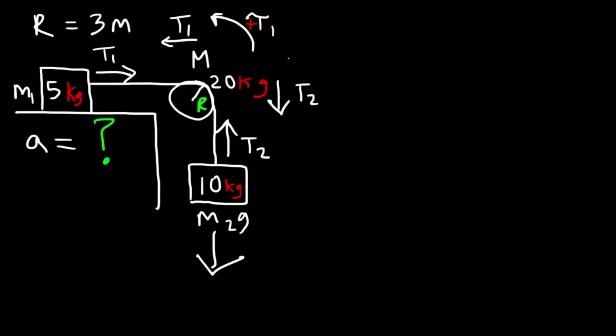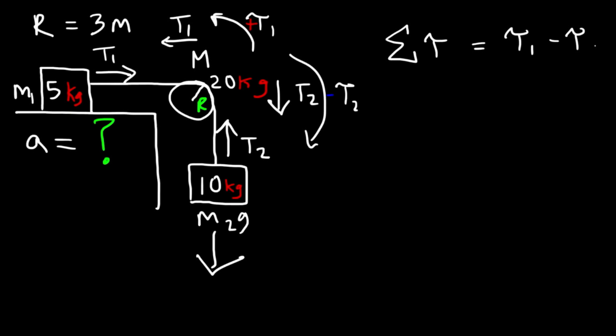And T2 will create, let's see if I can fit it here, a negative torque, which will cause the disk to spin in the clockwise direction, and this is spinning in the counterclockwise direction. Keep in mind, clockwise rotation is negative, counterclockwise rotation is associated with a positive torque. So as we said before, the net torque is going to be the positive torque T1 minus T2. And so net torque is inertia times alpha.